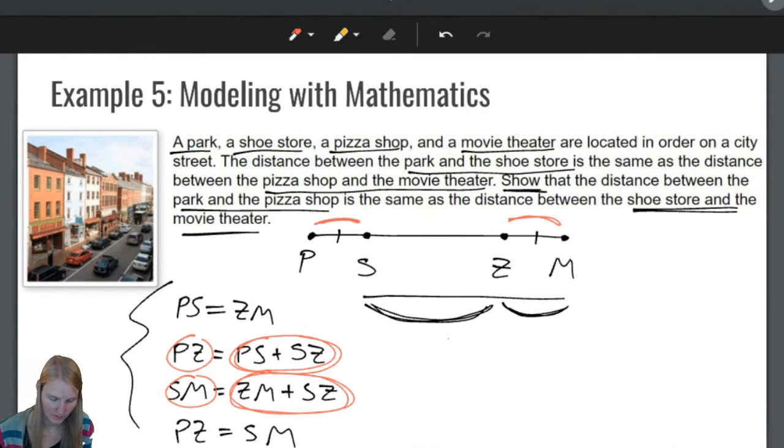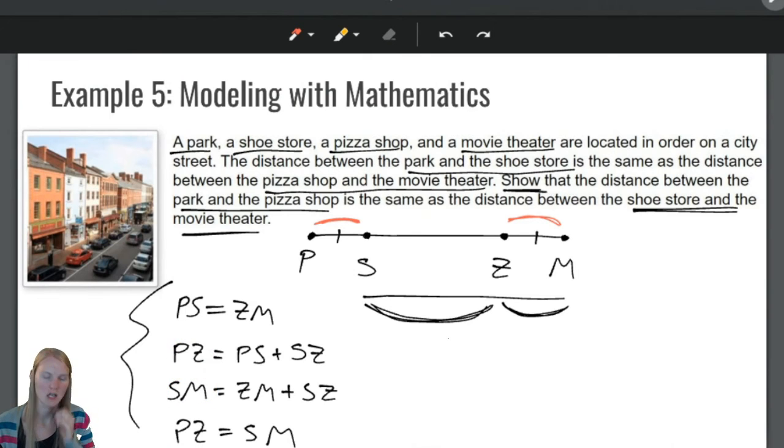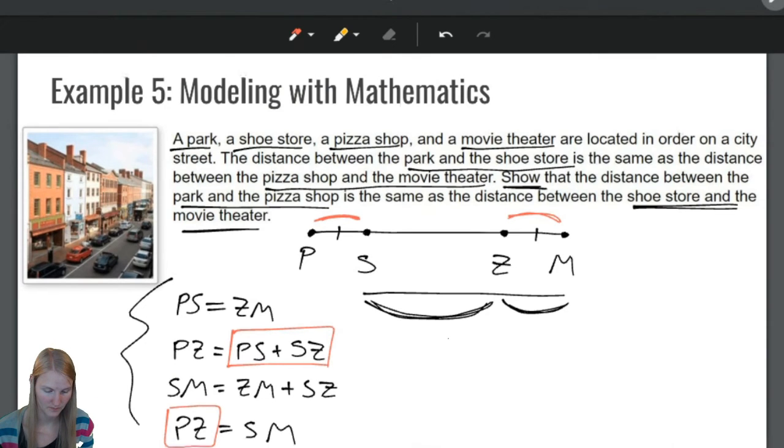I kind of confused myself there for a second. So PZ equals PS plus SZ. So the red box and the red box are the same. We know that because of the segment addition postulate.